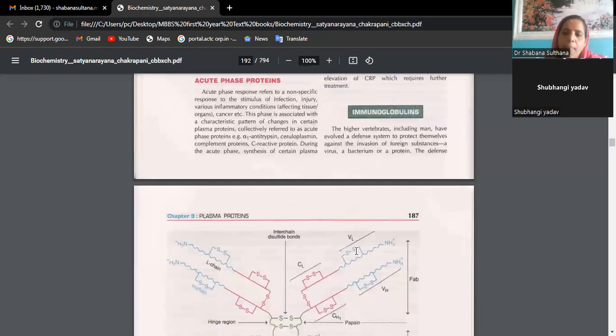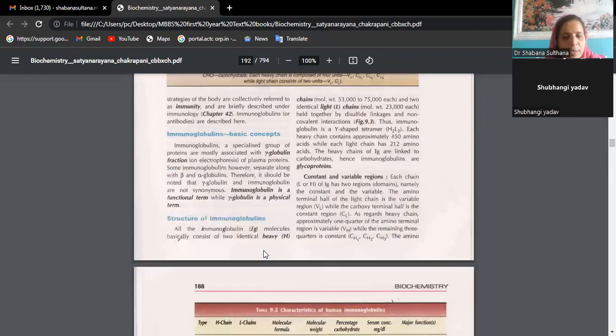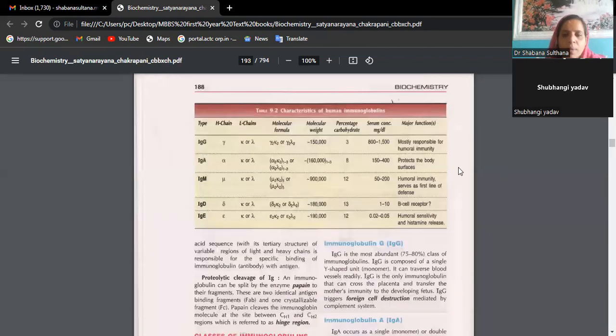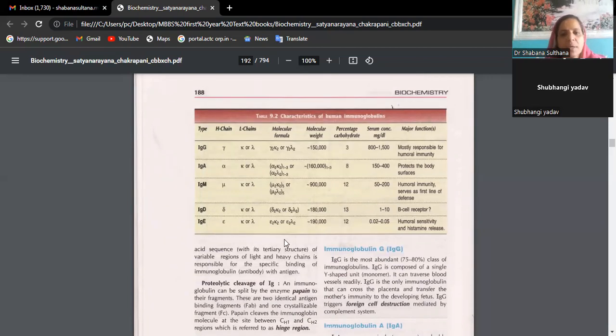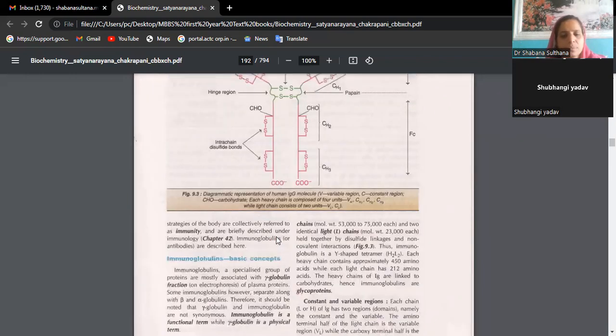Immunoglobulins are nothing but antibodies. Try to learn this structure better. Very, very important. The code for immunoglobulins is GAMED. Again, this table is so good. Immunoglobulins have heavy chains and light chains. This is heavy chain, this is heavy chain. The small strands are light chains. L chain is light chain, H chain is heavy chain.